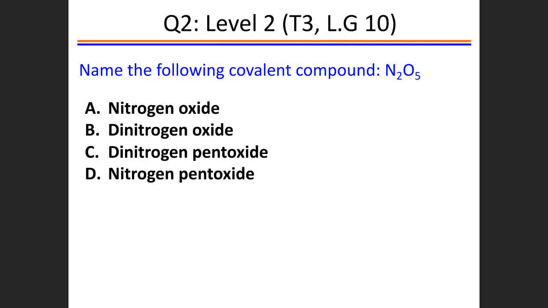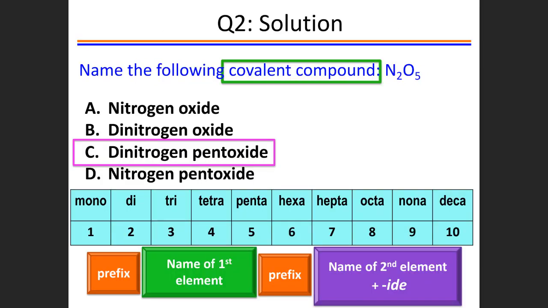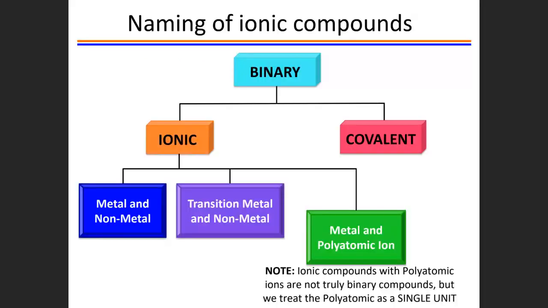Name the following covalent compound, N2O5. So which one will be correct? Dinitrogen pentaoxide. Yes. So N2O5, dinitrogen pentaoxide. So now I hope that you will be able to name the covalent compound.